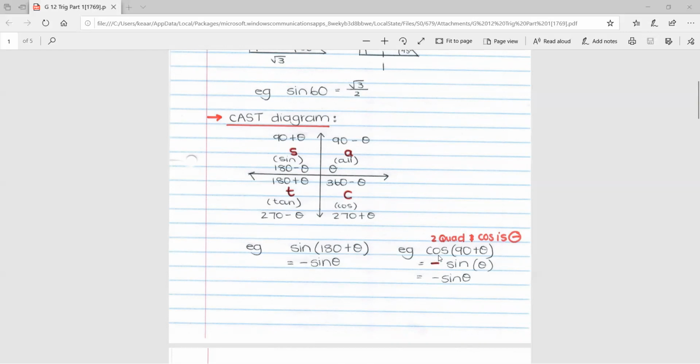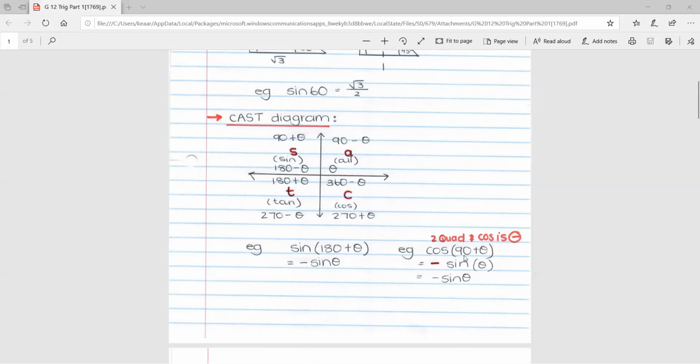Here's an example of a cos 90 plus theta. We go to where 90 plus theta is. It is in the second quadrant. Cos is negative here because sine is the only thing that is positive. So we know that cos is going to be negative. So we write our negative down.